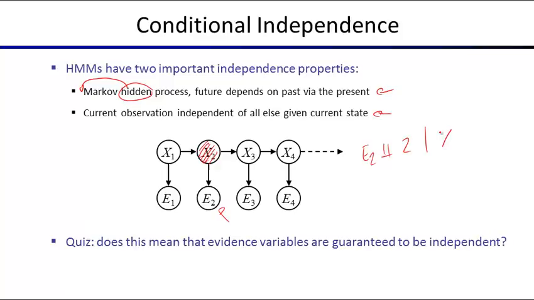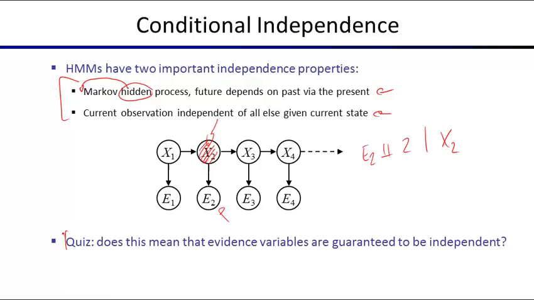Because if you run d-separation between e2 and any other variable, you'll see that always the path is blocked by this first triple that includes x2 in the middle. Either you have a causal reasoning triple there, or you have a common cause triple that's always blocked by the evidence in the middle. Little quiz. So these are the two main assumptions.